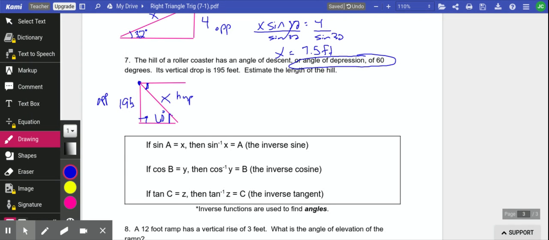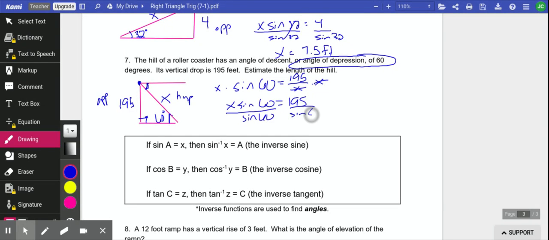So again, using SOHCAHTOA, it looks like we'll need sine. The sine of 60 is opposite over hypotenuse. To solve for x, we're going to multiply both sides by x, and then divide by the sine of 60. Use our calculator for that. And we get the length of the hill as about 225 feet.